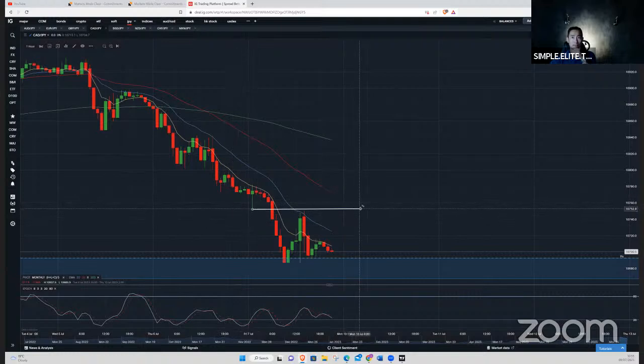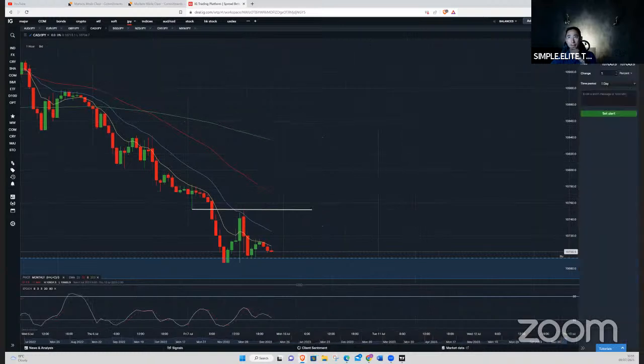Price break above this 107.50 area, I'll look to be a buyer. Job done.